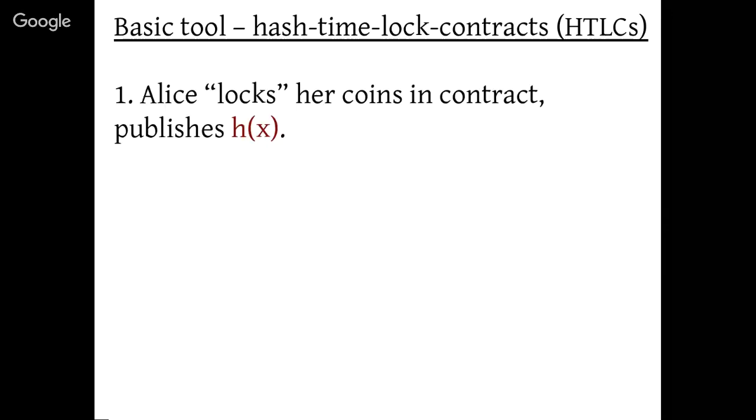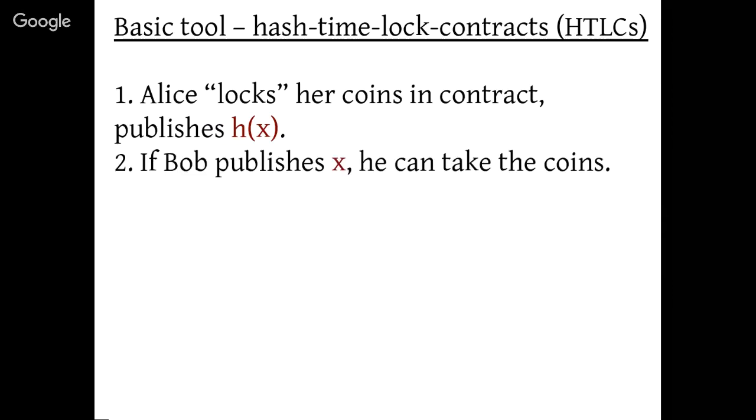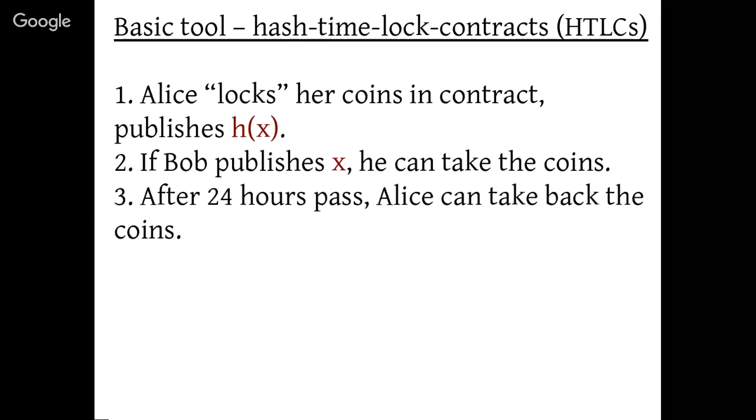The idea is that Alice is going to lock some of her coins in this contract, and this contract will have some hash value published in it. Now how the contract works is that if Bob at some point publishes the pre-image of the hash, then that will enable him to take the coins that are in the contract. On the other hand, say a certain amount of time we've set in advance has passed, say we agreed on 24 hours. If that time has passed and Bob has not retrieved the coins yet, then Alice can take back her coins. So this is what's called a hash time block contract.